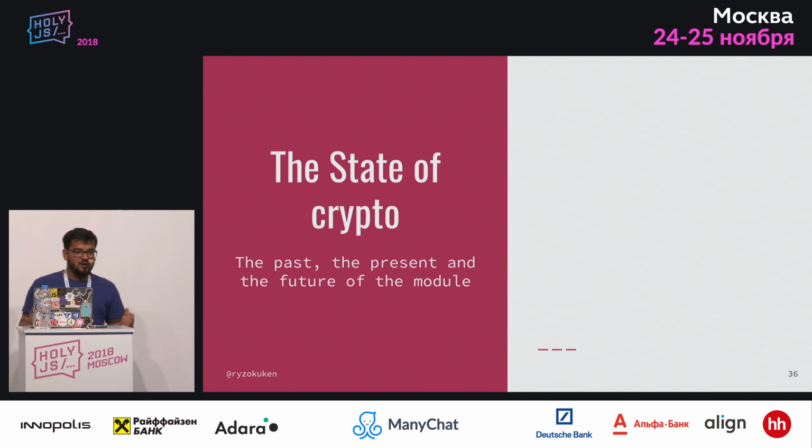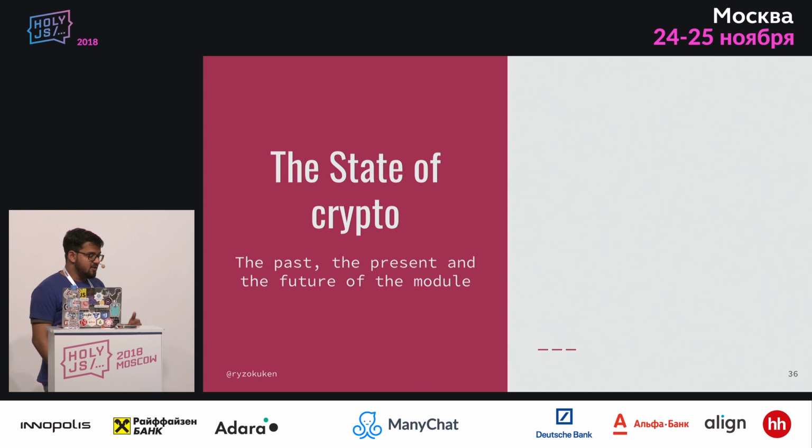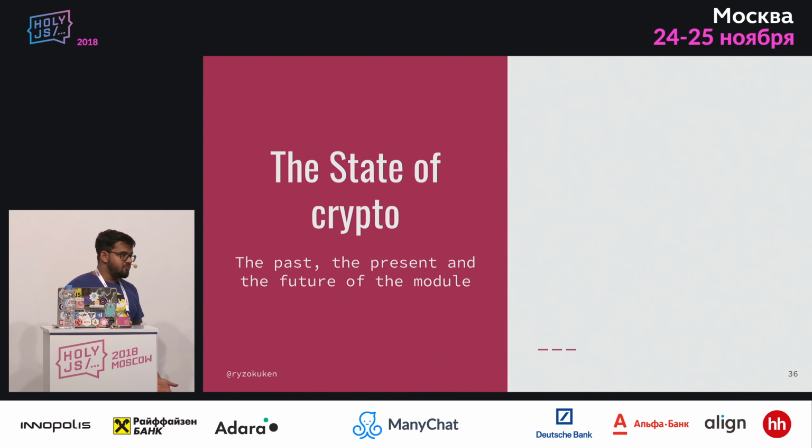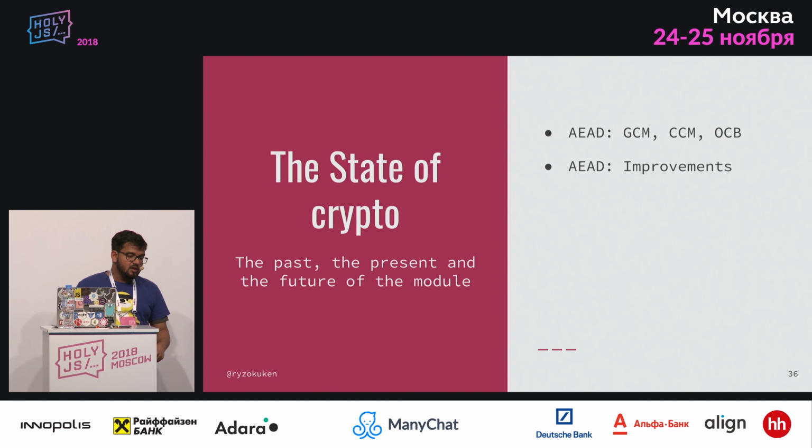So moving on to the actual core of the talk, the state of crypto. What's happening? The past, the present, and the future of the crypto model. So we will talk about AEAD. We support GCM, CCM, and OCB mode. We'll talk about that quite a bit. There is AEAD. We made a lot of improvements to AEAD as well.